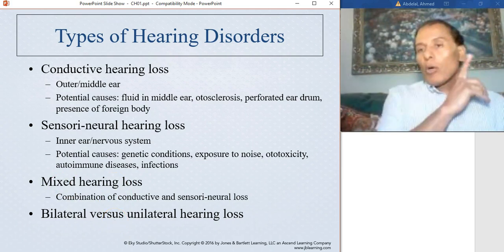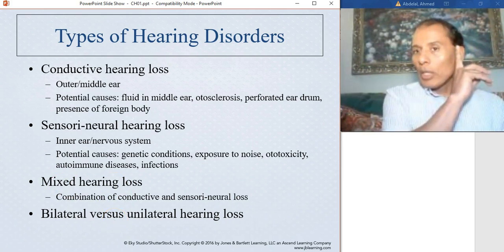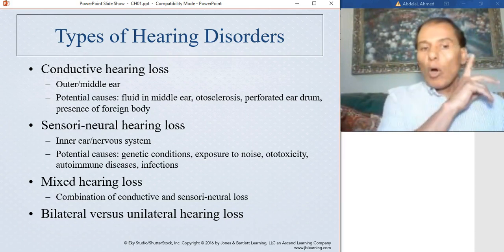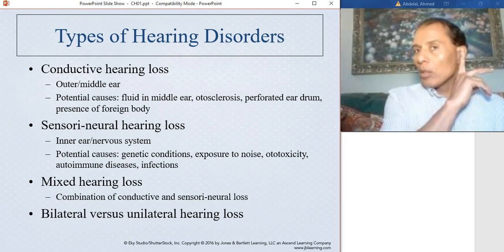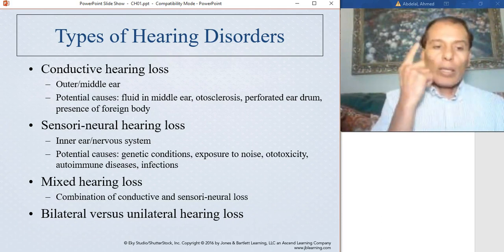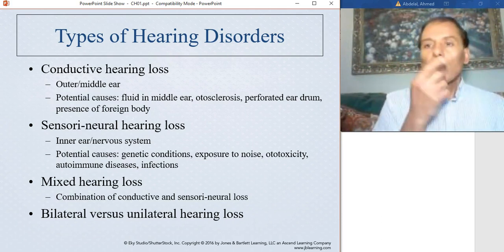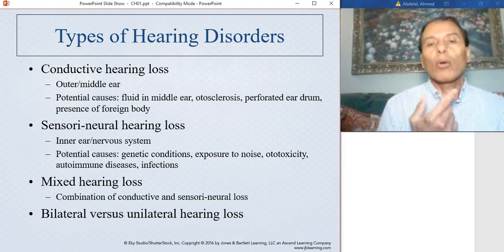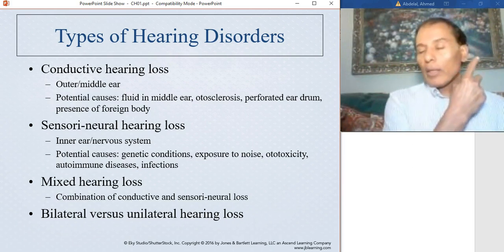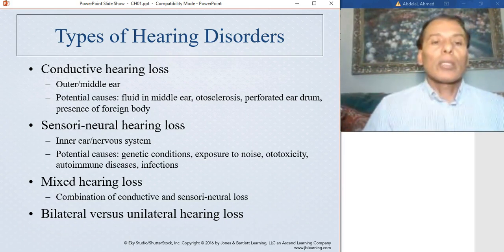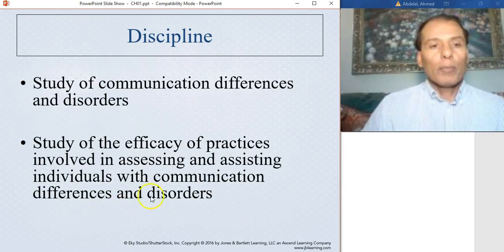And also we speak about, is the hearing loss in one ear or both ears? Monaural is in one ear, and then bilateral is both ears. So monaural or unilateral, and then bilateral is both ears.